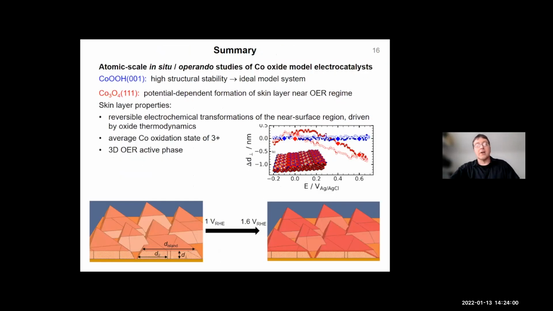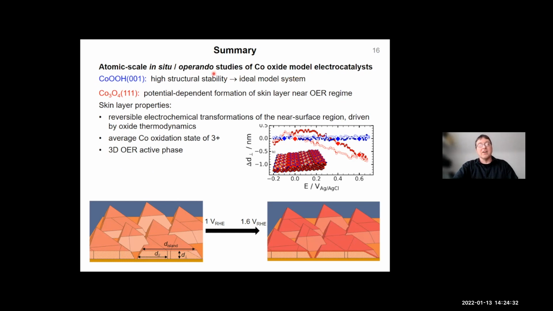So with this, I'm at the end of my talk, and what I want to show you is that even if you cannot measure nice CTRs, you still can learn something about the interface structure by such in situ or operando studies of cobalt oxide electrocatalysts. And we saw that the oxyhydroxide had a very high structural stability. So this is actually a nice model system.